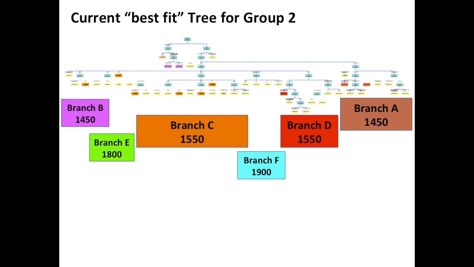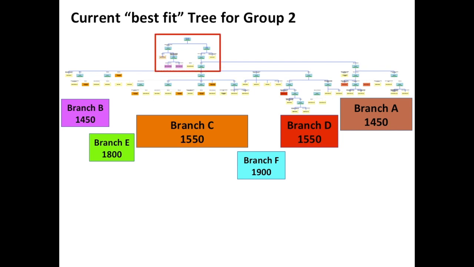This branch over here, their common ancestor goes back to about 1450. Branch B, about 1450. C and D go back to 1550. And then branch E goes back to 1800, this group here. And branch F goes back to 1900. So they're very closely related in branch F.